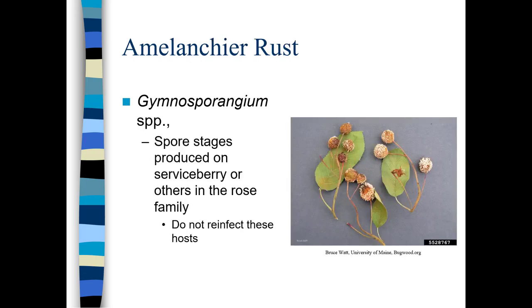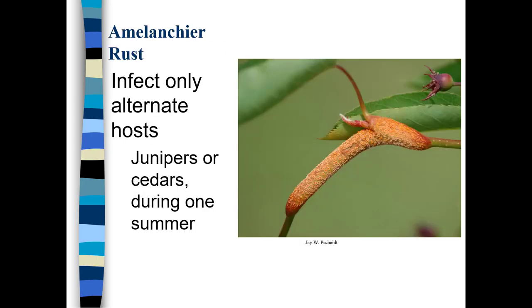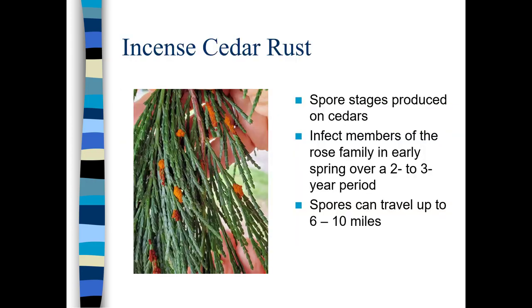Okay, another rust is Amelanchier rust, and so the spore stages are produced on serviceberry and others in the rose family. They don't reinfect those hosts, however. They only infect alternate hosts, and these are junipers or cedars, and we're talking about incense cedar here, during one summer. So the spore stages that are produced on cedars happen in the early spring. And this was actually a picture I took on an incense cedar when I was taking pictures of conifers for our last quizzes on conifer ID.